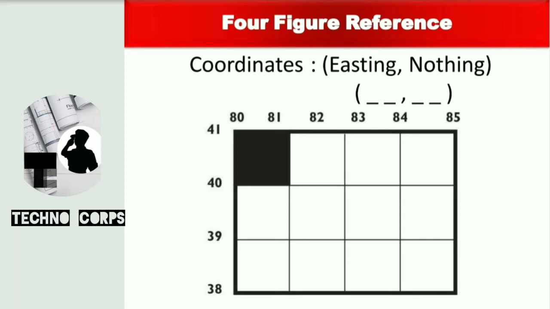Now next is the 6-figure reference. So the 6-figure reference is also similar, but here with the help of the 6-figure reference we can locate a very particular location on this grid also. Okay, suppose I need to give this particular point on the grid, right?